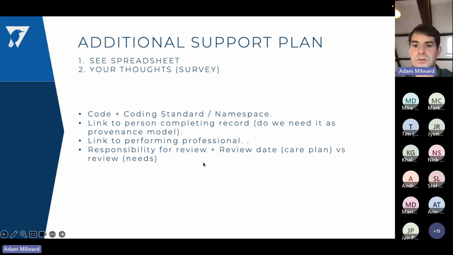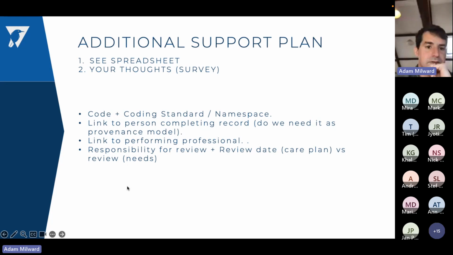I'll move on to the additional support plan, and it's very, very similar types of comments: coding standards, namespace, link to person completing the record, link to performing professional. The plan is around the review.